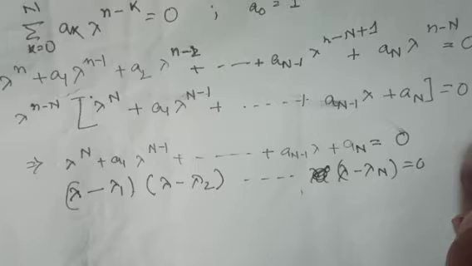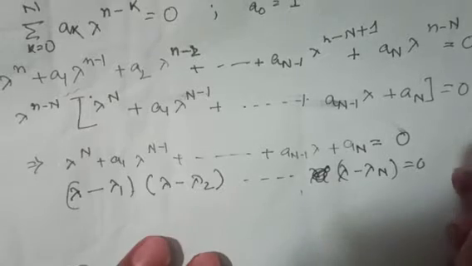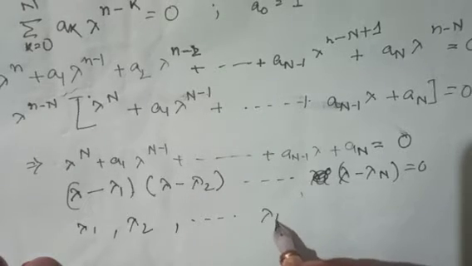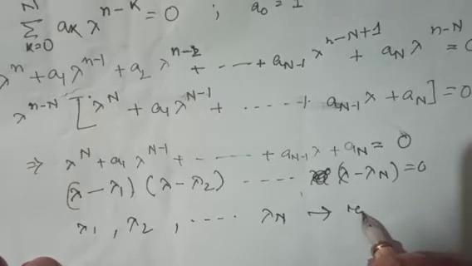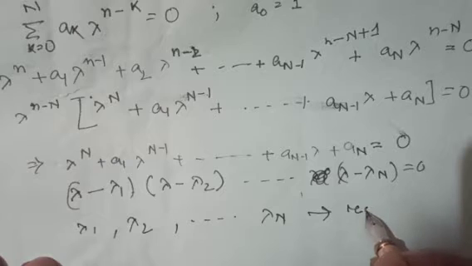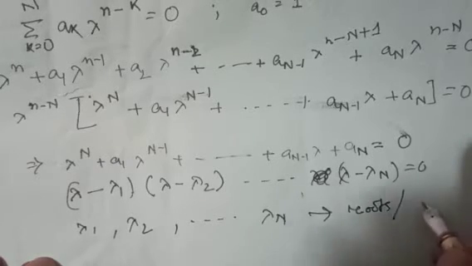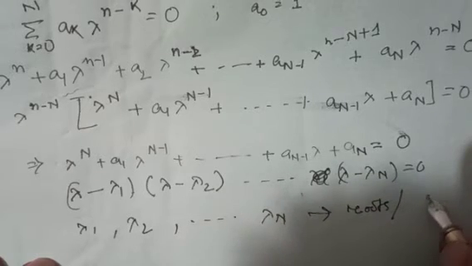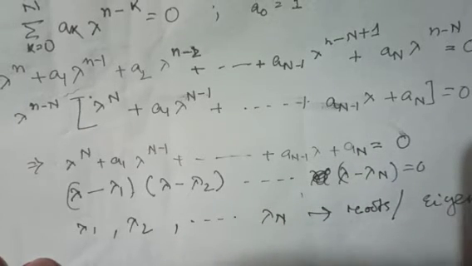These roots of the characteristic equation are called the characteristic roots, or eigenvalues, of the system. So lambda 1, lambda 2, and so on are the roots of the characteristic equation, that is, the characteristic roots, also called the eigenvalues.